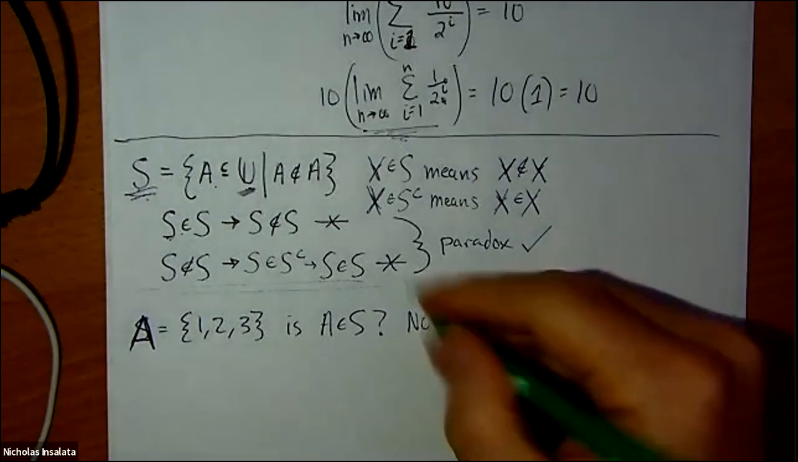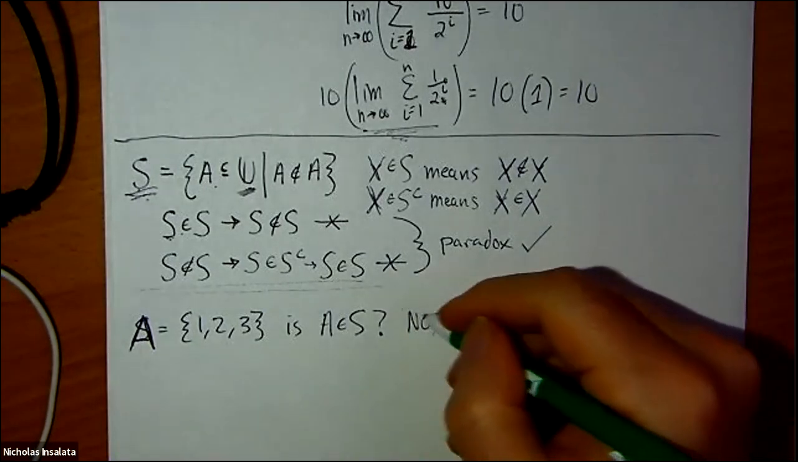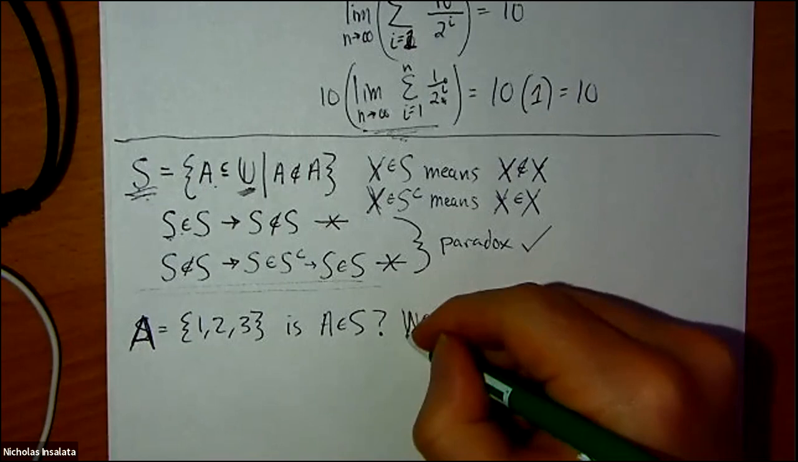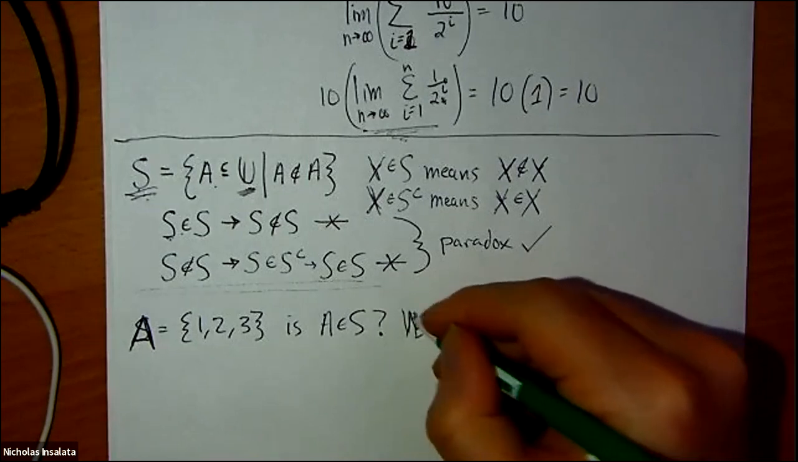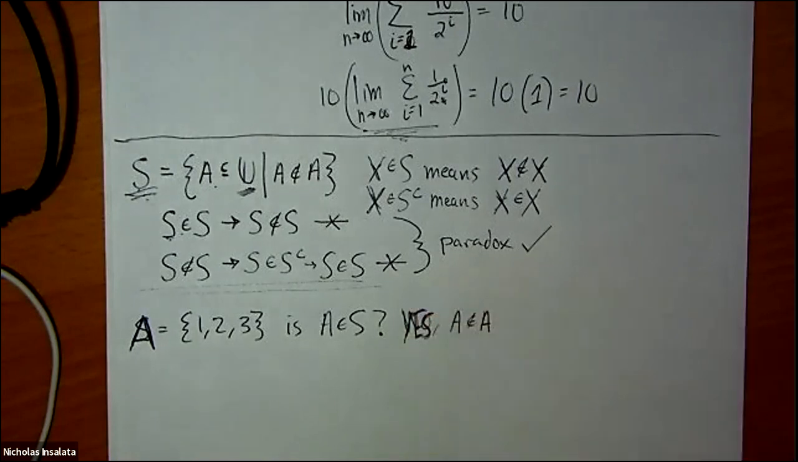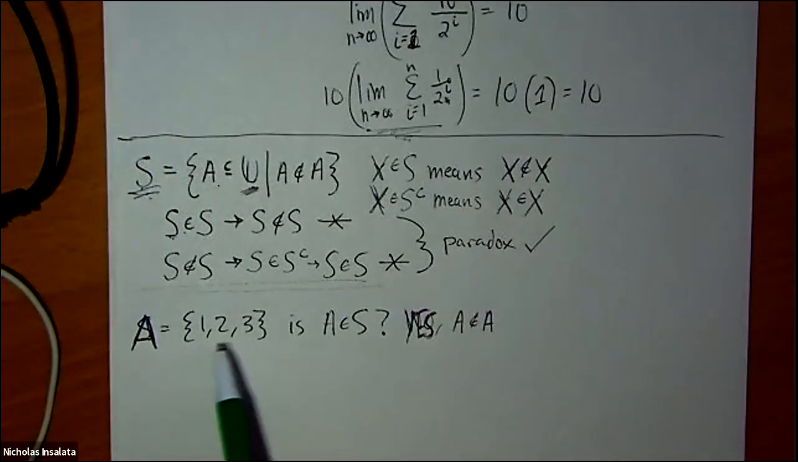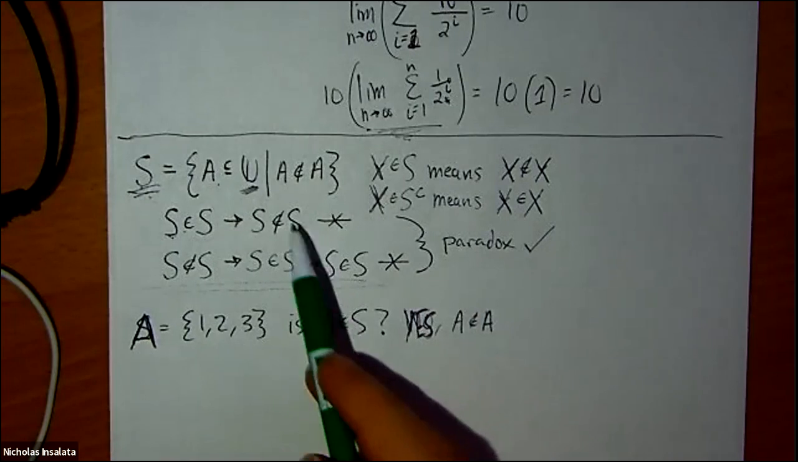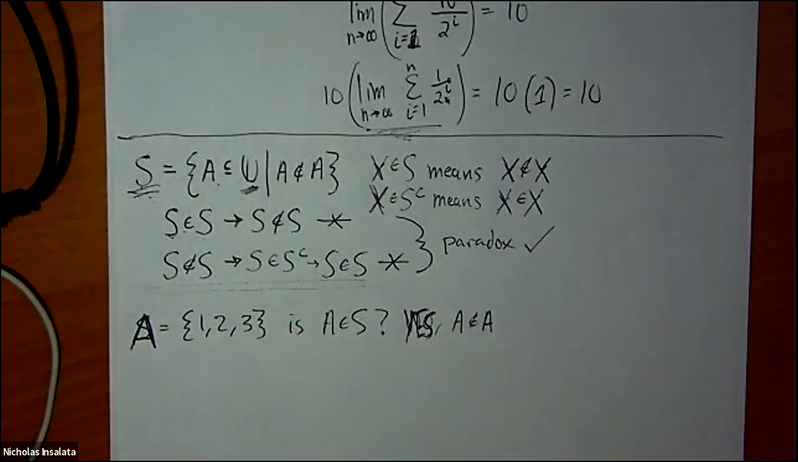So I'm sorry, my bad. This would be a yes. Pardon me, that's a yes. A would be an element of S because it's not an element of itself, right? Okay, so let's try another one.